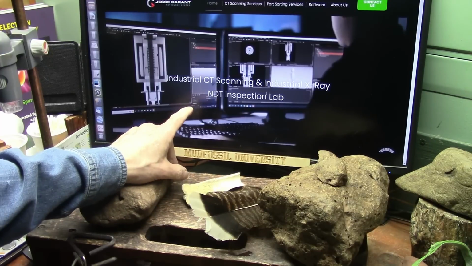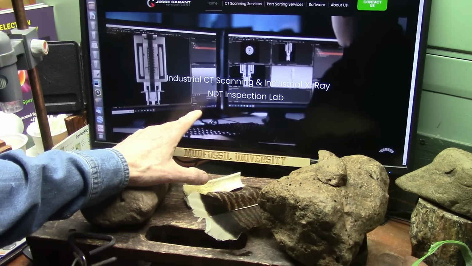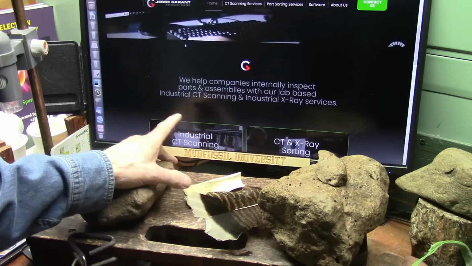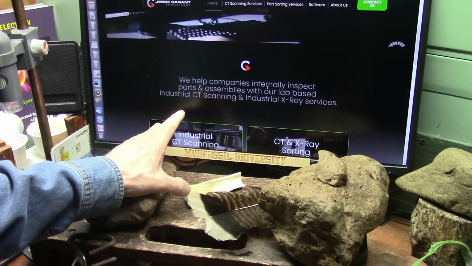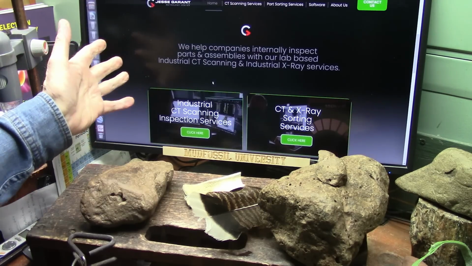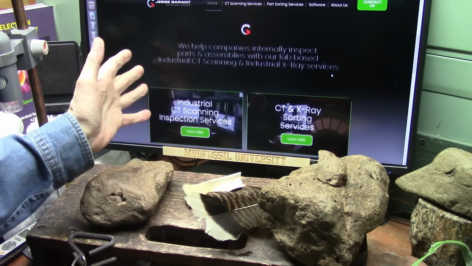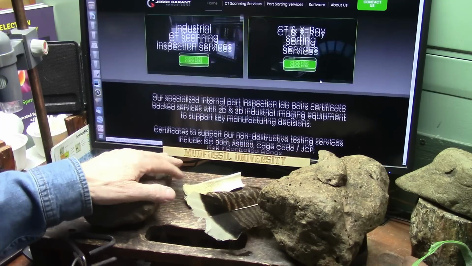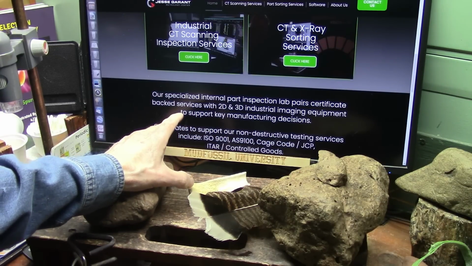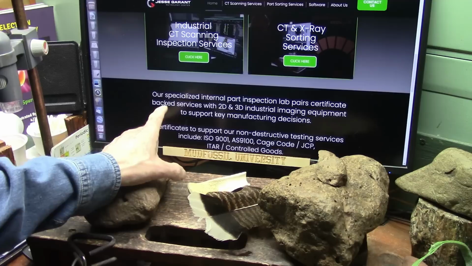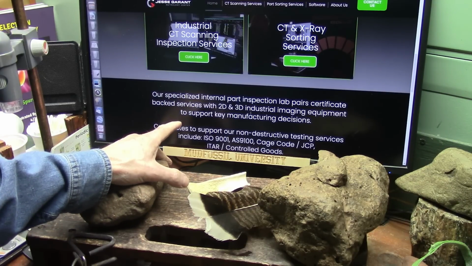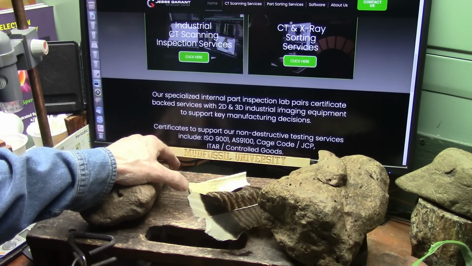This is industrial CAT scanning, industrial X-rays, NDT inspection lab, Jesse Grant and Associates. They internally inspect parts and assemblies. They're lab-based industrial CAT scanning, industrial X-ray. They go really deep. Specialized internal part lab pairs certificate-backed services with 2D, 3D, and 3D industrial imaging equipment.